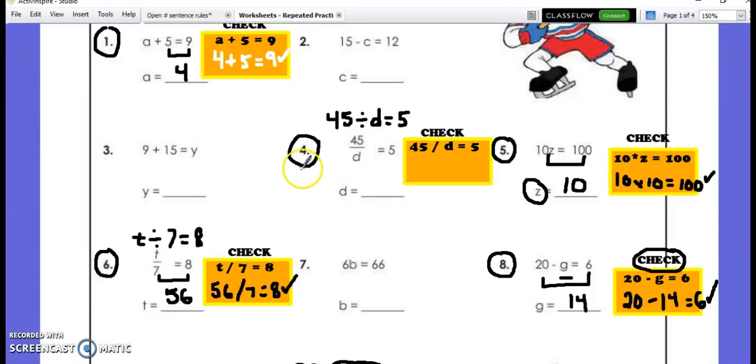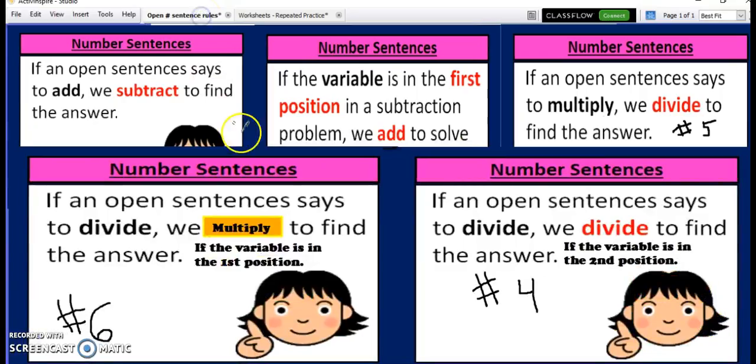The opposite can be said for question number 4. Again, I have a fraction, an improper fraction at that. 45 over d equals 5. In other words, you need to recall or notice that this is actually 45 divided by d, which places the variable in the second position. Let's go back to our rules. The opposite can be said for number 4 than what we said for number 6. In this open number sentence, we're asked to divide. We need to divide to find the answer. If the variable is in the second position, then you divide.